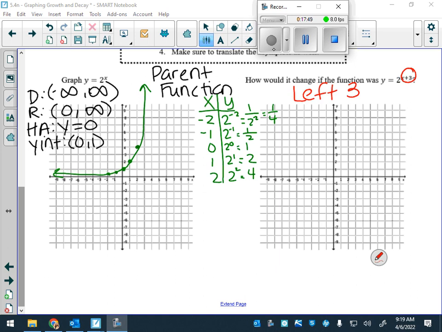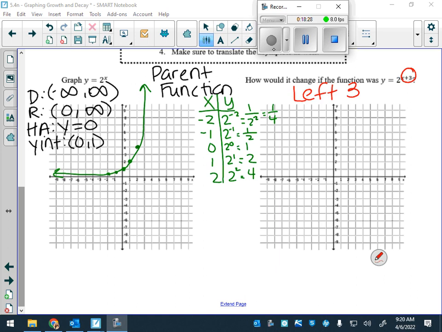Now, here's one key piece of information. I do not want you to use these x values and plug them in. The reason is, if I was to plug in -2, what's -2 plus 3? 1. 2 to the first is 2. I will only see part of the graph. I will only see like these 3 points. I won't see the curve at all. So, key advice is to draw your parent function or your table of values, which we see here, and then move it to the left.